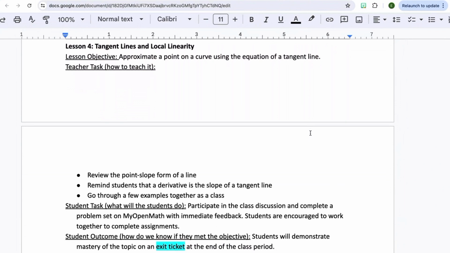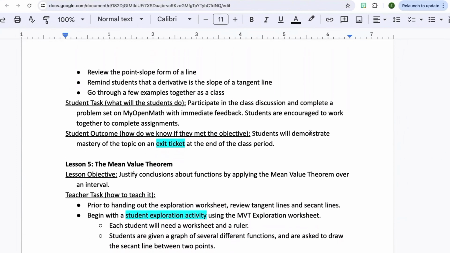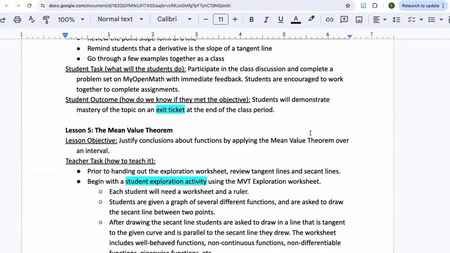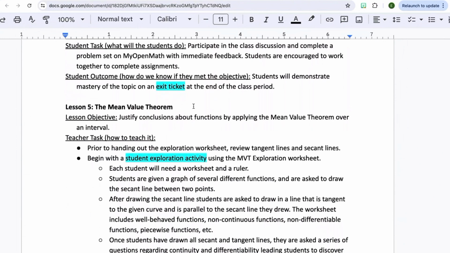Lesson 4, tangent lines and local linearity. It's kind of just a quick, easy lesson for students to do. So we just briefly review point-slope form of a line, remind ourselves that a derivative is a slope, we find points, and we just find some tangent lines. Really easy, exit ticket at the end.